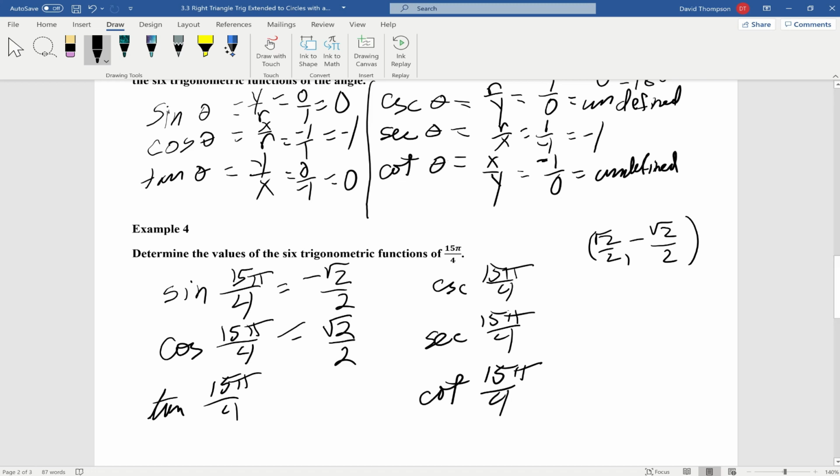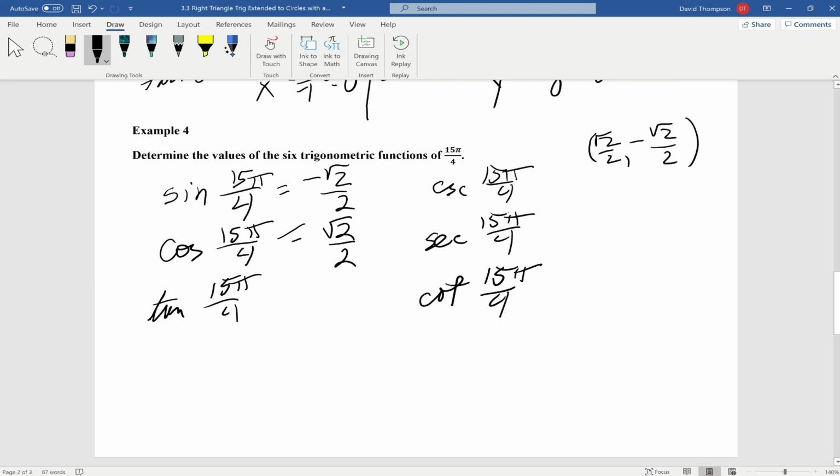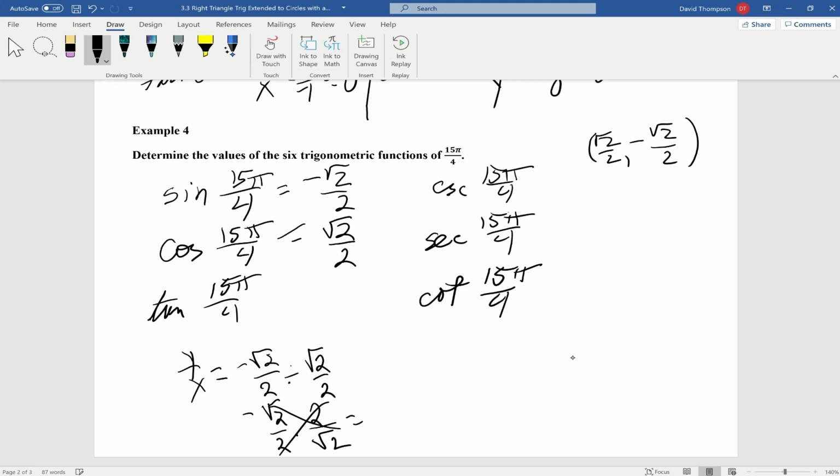Now we have tangent, which is where it gets tricky. Tangent is defined as y divided by x. So that's going to be negative root 2 over 2 divided by root 2 over 2. So we're going to flip our fractions: negative root 2 over 2 times 2 over root 2. Everything cancels, so that's going to be negative 1.